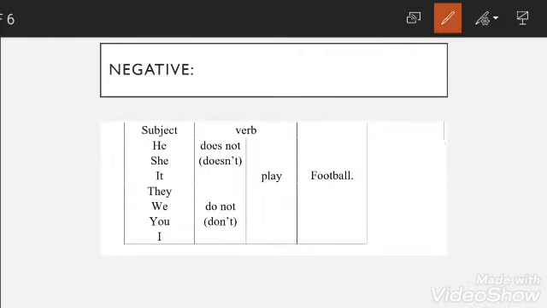For the negative form, I will start with subject plus verb, but before we add the verb, we will use doesn't if the subject is he, she, it, singular. We will add doesn't play football, full stop. If the subject is plural as they, we, you, I, we use don't play.